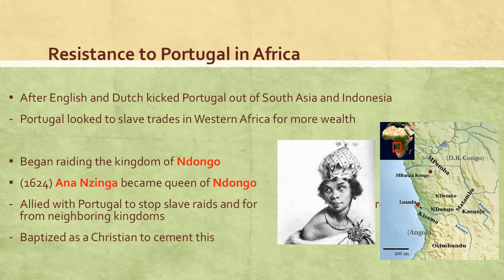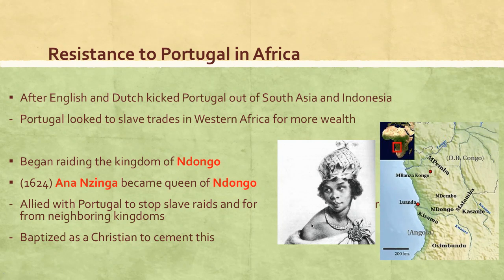Anna Nzinga is an amazing, amazing negotiator. And what she does is she's going to ally with the Portuguese. And she's going to say, why don't you become our ally? You will not raid our state. You will help us from other countries, other states around us raiding our state. And we will trade profitably with you. And we will help you guys gain wealth. And because of this, she actually converts. She is baptized and becomes a Christian. And she believes that this has solved the matter.